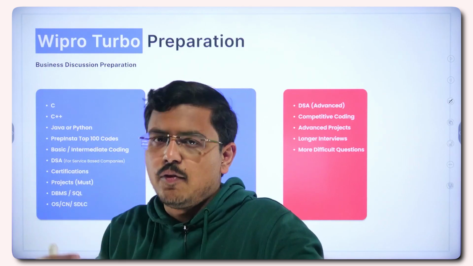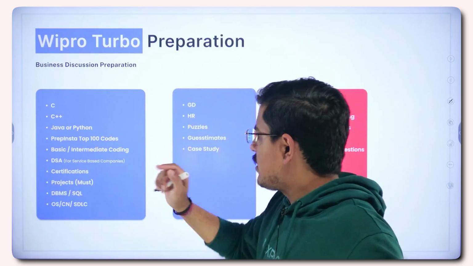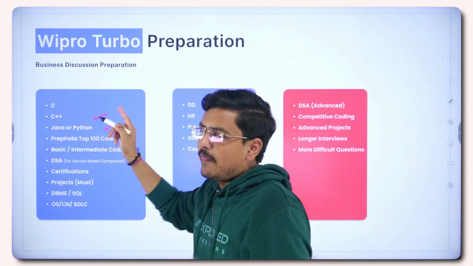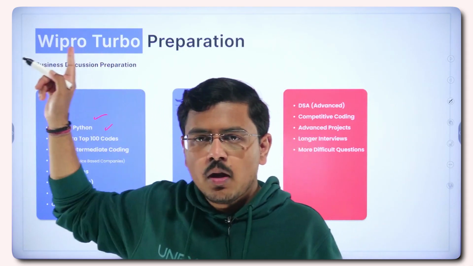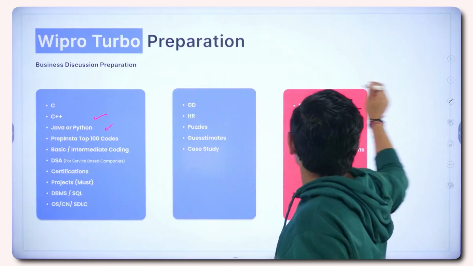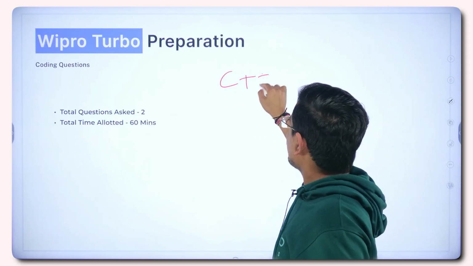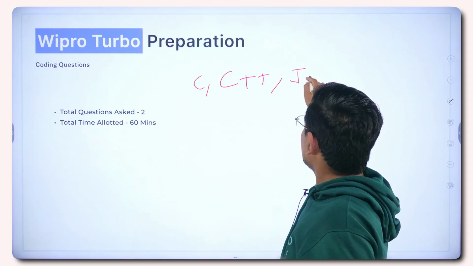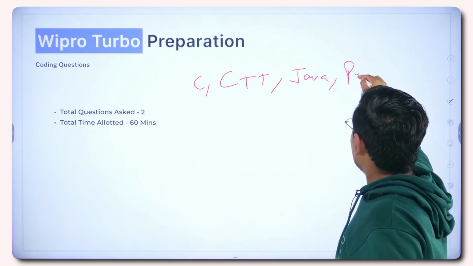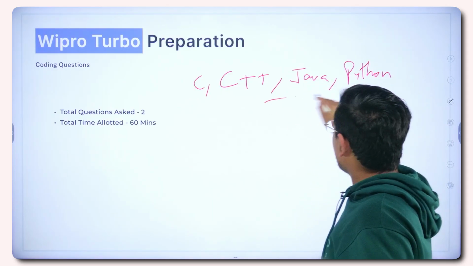Now apart from this, when you enter the Wipro Turbo preparation section, where you're preparing for the business round or the interview round, what you can do there? First is you need to know a language, and this is also important for the coding round. Fine. There in the coding round, you have to choose one language out of C, C++, Java or Python. So you should be fluent in one of these languages.